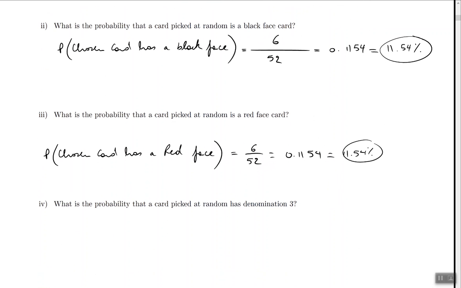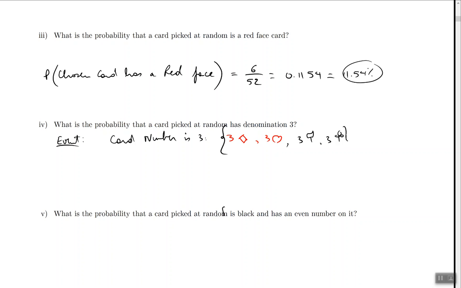What's the probability that a card picked at random has a denomination of 3? Okay, so let me describe first the event. So the event, I want denomination of 3. So I want the number to say 3. So card number, let's say card number is 3. Well, I could have that by getting the 3 in red, the two 3s in red, and the two 3s in black. No other cards would have 3. So how many was that? That was 4 of them.